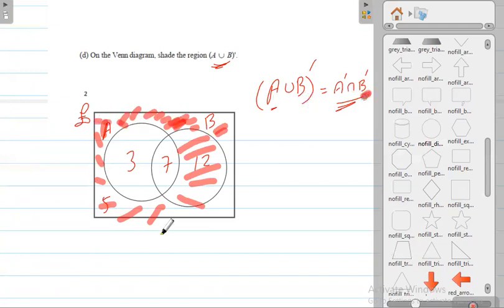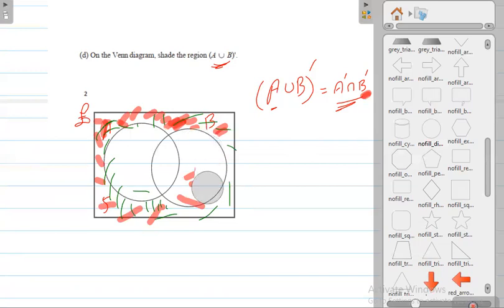Then B complement. B complement means the region outside the B. Okay, for that I need another color. Okay, outside the B. Outside the B, color everything, but don't get inside the B, okay? That one. And you will just keep the one that was shaded both times. So it means this region was not shaded both times.